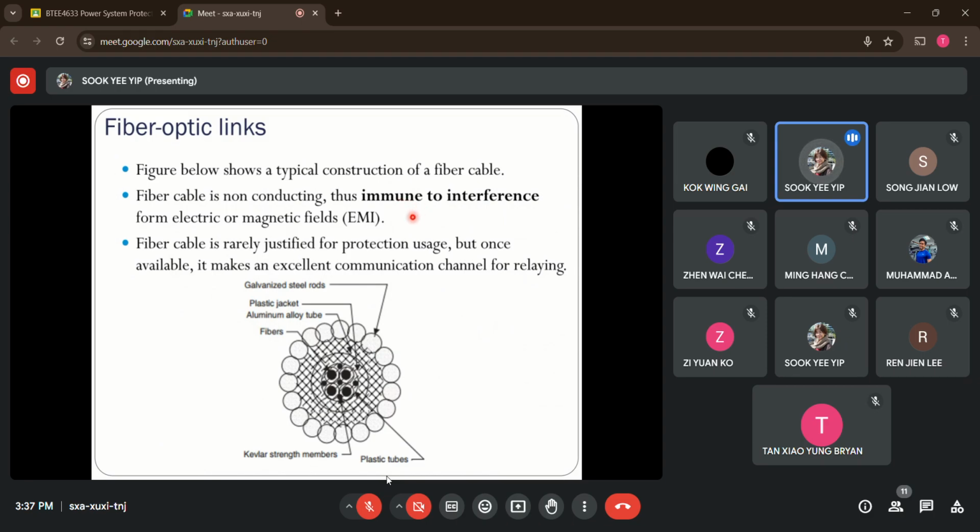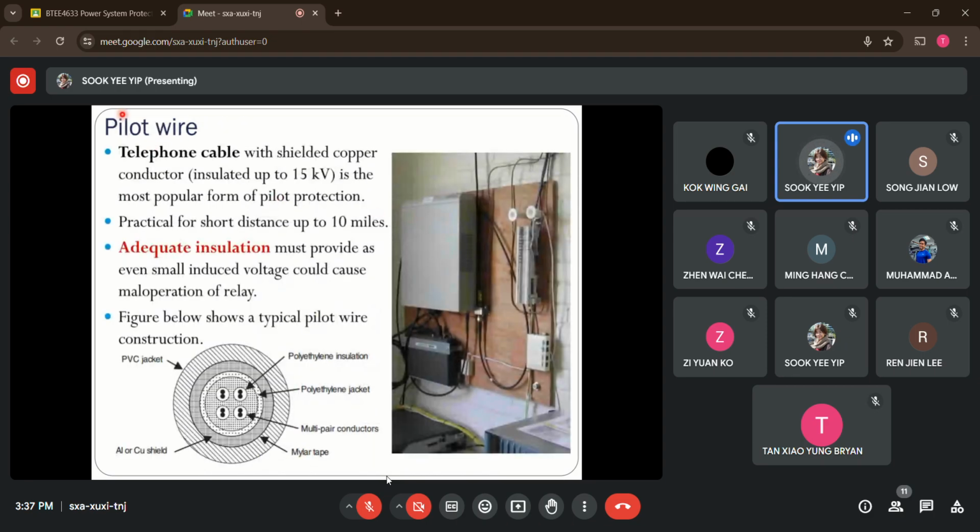All right, now let's move to the next one, known as the pilot wire. The pilot wire is actually a telephone cable shielded with copper conductors. This is one of the most popular communication channels we can use for a pilot protection scheme. However, it is only suitable for short-distance signal transmission, up to 10 miles only.